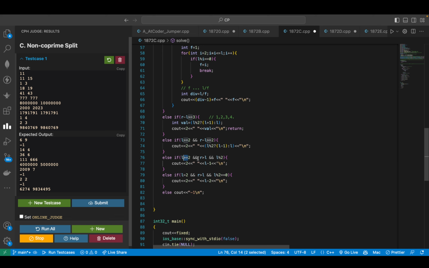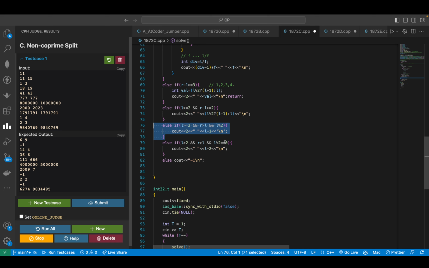Now if L is greater than or equal to 2 and R is greater than L, which basically means that the difference could be as low as just 1, what could happen? Specifically over here, I'm saying that L modulus 2 is not equal to 0, which basically means L is odd. So in order to get the two even numbers, I can say 2 and L minus 1 are the two even numbers.